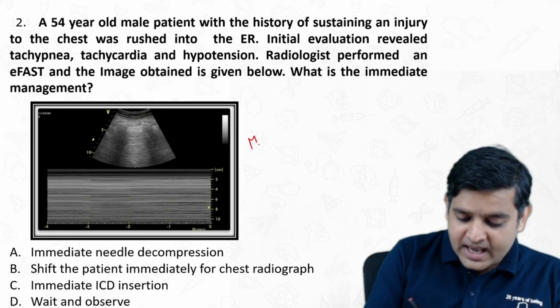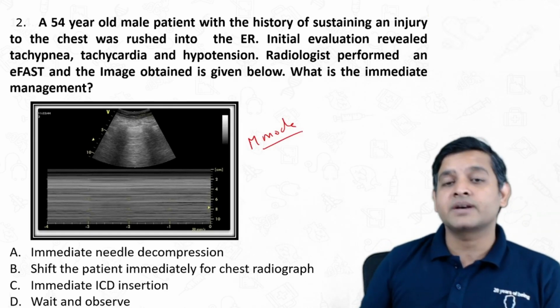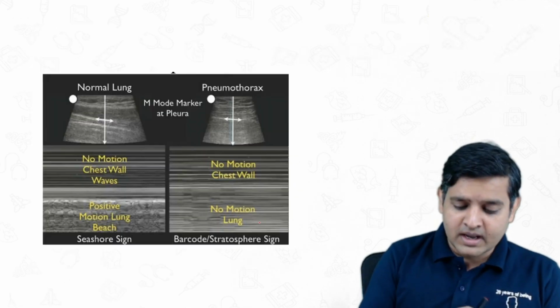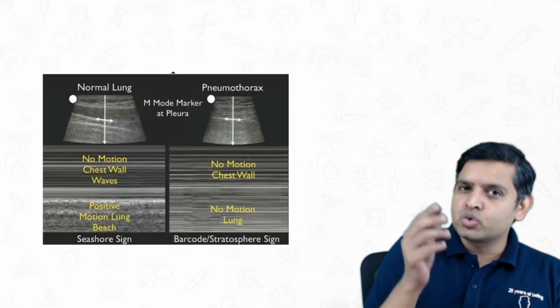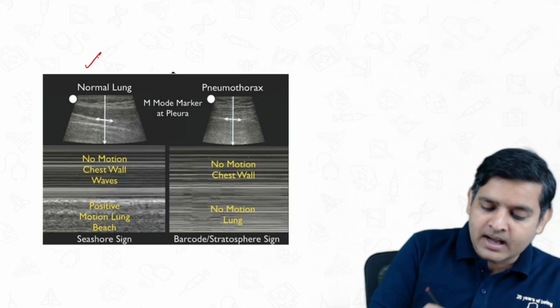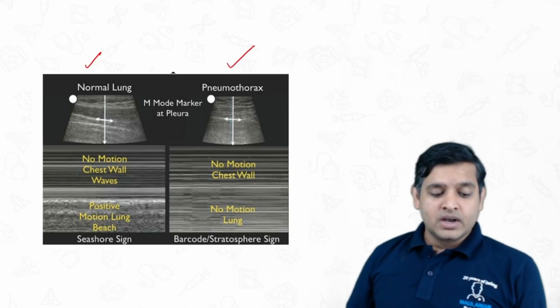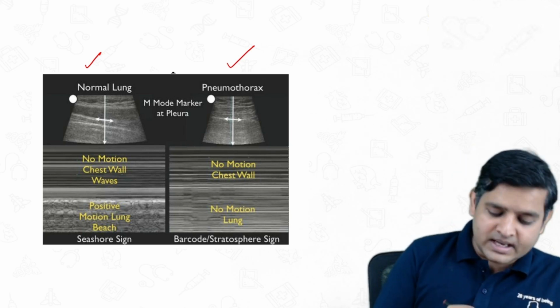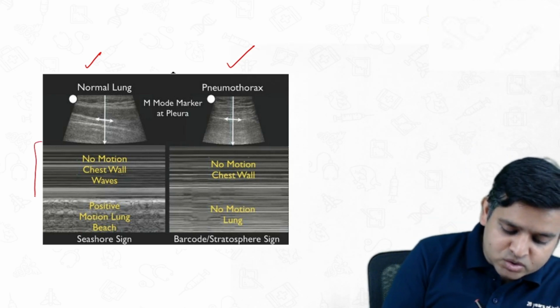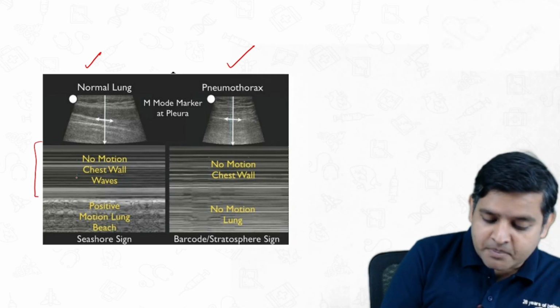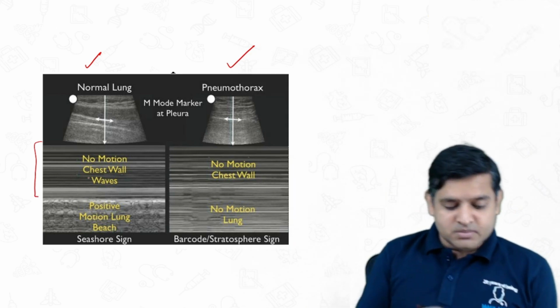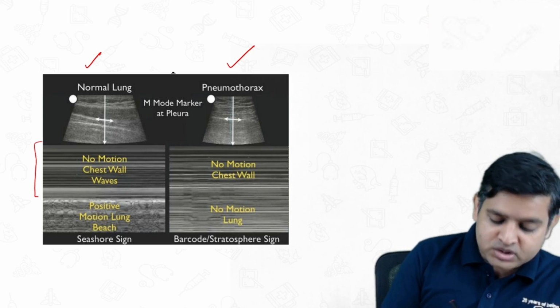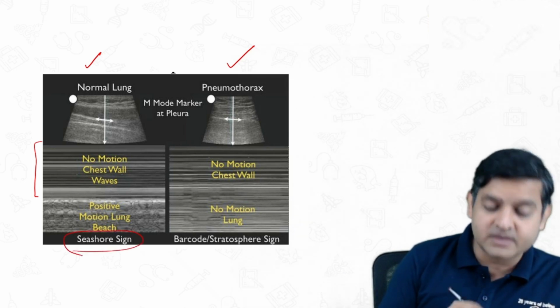So, what you see is an M mode ultrasound over here. Now, let's see two cases. This is a normal lung and this is a case of a pneumothorax. Once you do an M mode ultrasound in a normal case, in the chest wall, because there is no motion happening, you're going to see some parallel lines, but because the lung is moving, you're going to see a positive motion which is called a seashore sign.